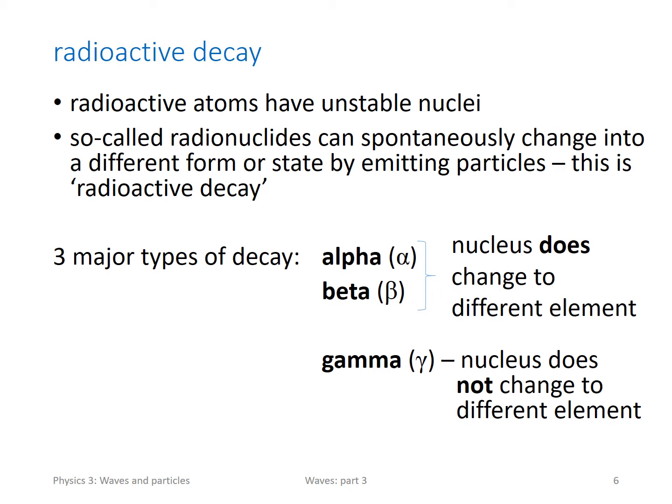In gamma decay, the nucleus does not change to a different element. So the atomic number, the number of protons, is unchanged in gamma decay. However, in the other 2, alpha decay and beta decay, the element does change. The nuclide changes its atomic number, the number of protons changes, so the element changes from one element to a different element.